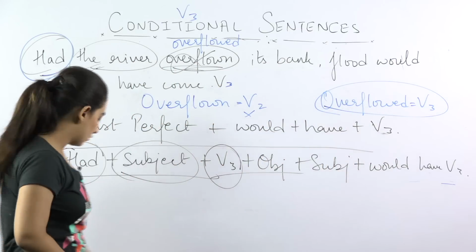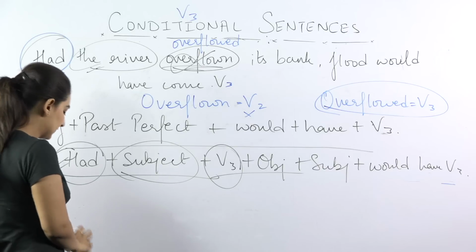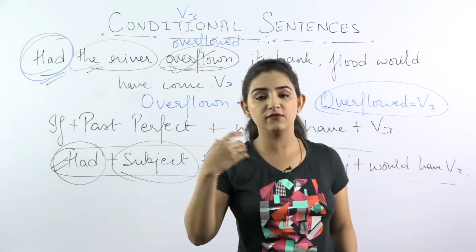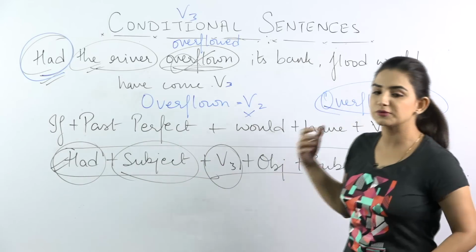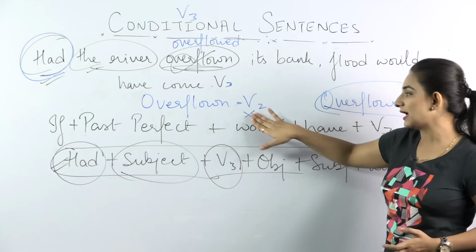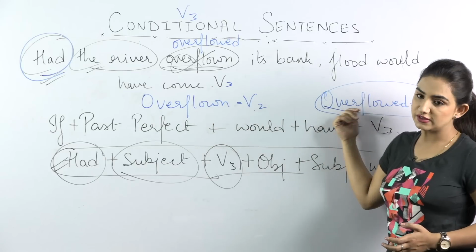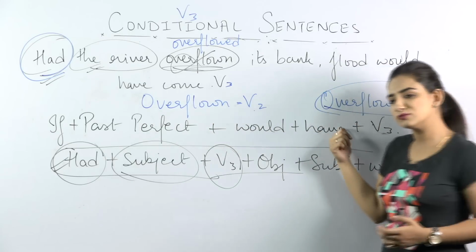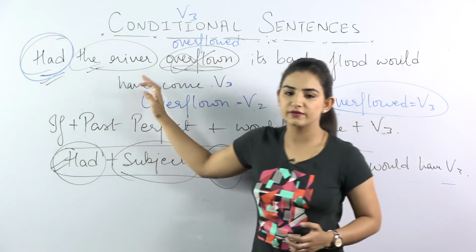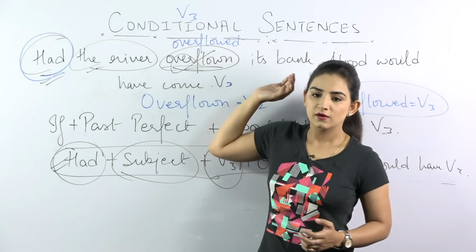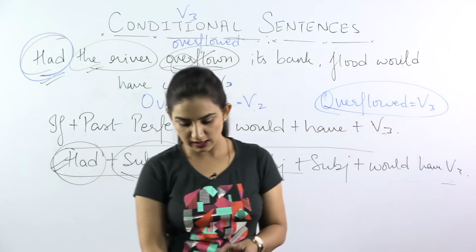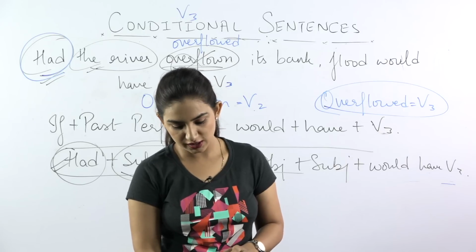Okay? So I suppose, देखो कई बार होता है, it happens that we have seen the words that end with N, like given, taken. All these are verbs third form. But here the word ends with O and it works as V2 and not V3. V3 is overflowed and we need to place verbs third form with had. So the correct sentence will be, had the river overflowed its banks, flood would have come. Okay, so this is the last question. This was the last question in your session.